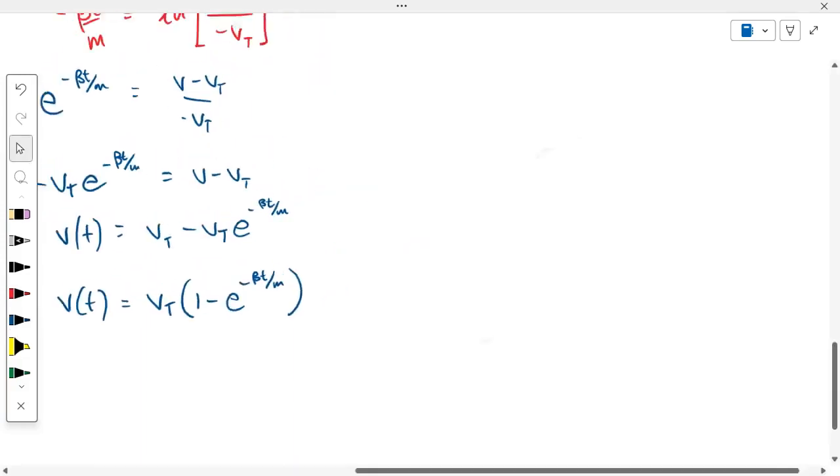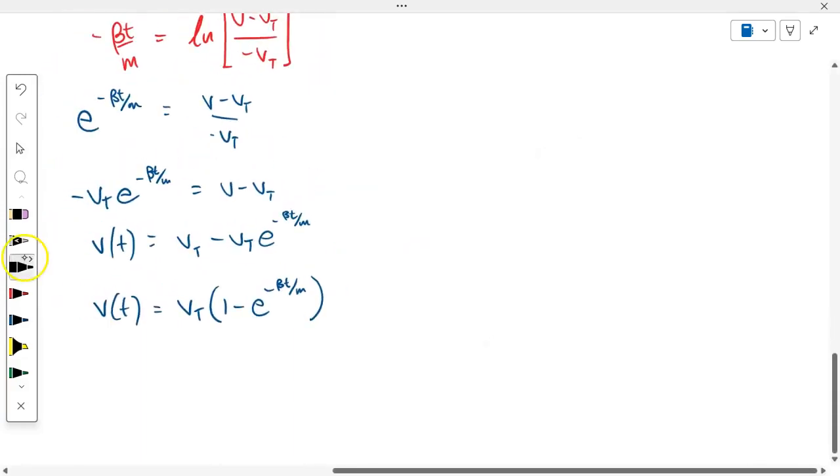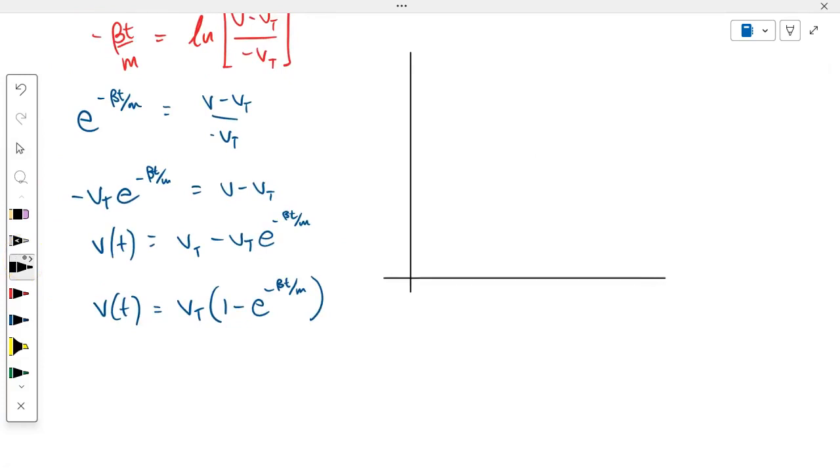Okay, so what does this look like? V as a function of time. Let's see what V naught is, V at time 0. It should be V terminal times 1 minus e to the 0. E to the 0 is 1. So it's 0. Right. We said we dropped this thing from rest.